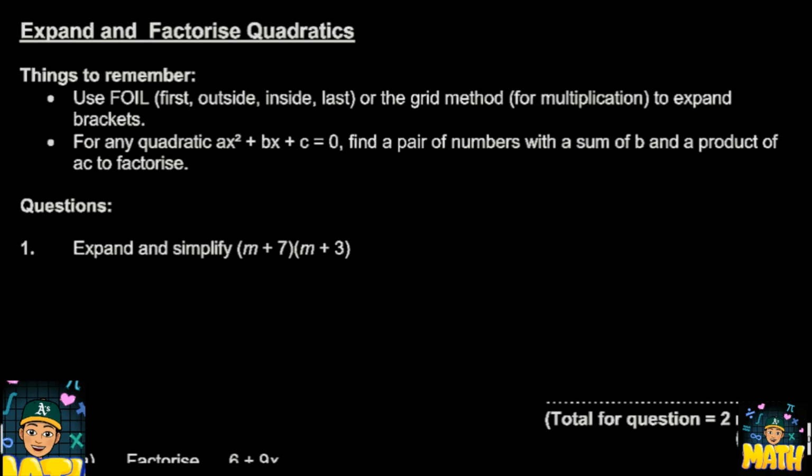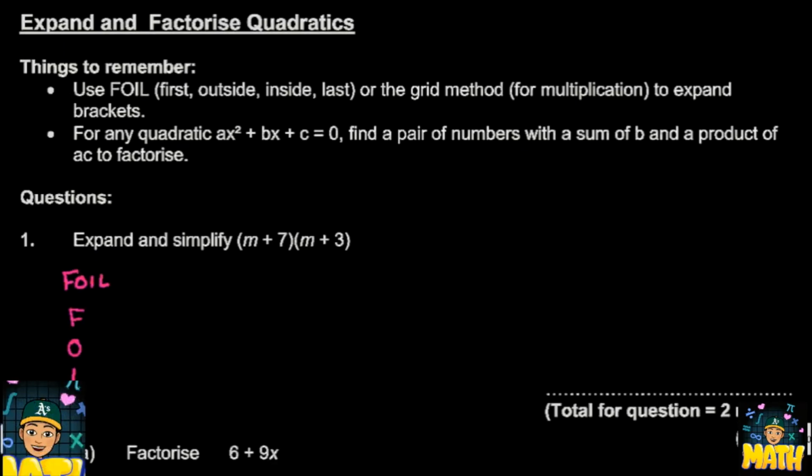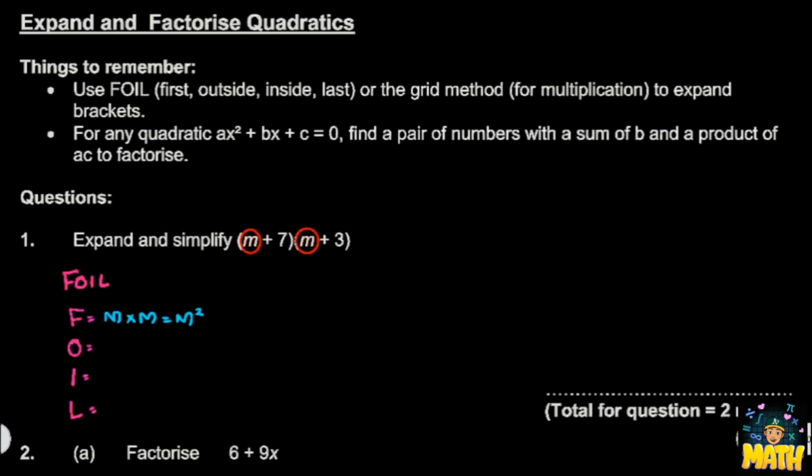In expanding and factorizing quadratics, we are going to look at expanding double brackets as the first question, and we will use the method called FOIL, which stands for first, outer, inner, and last. Right there. So I'm going to start with the first terms, which is m times m. So m times m gives me m squared. Then the outer terms right there. These outer terms, m times 3, will give me 3m.